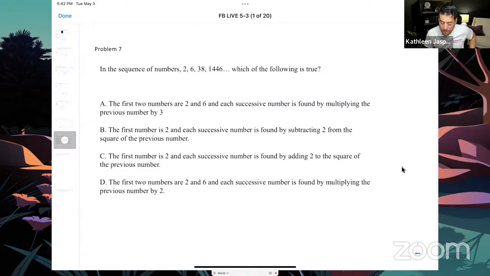So that's going to be the answer to your question there. All right, problem number 7. In the sequence of numbers 2, 6, 38, and 1,446, which of the following is true?